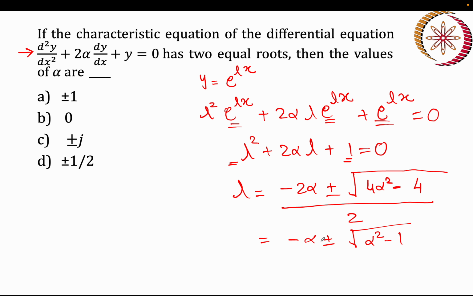So we can see that for lambda 1 and 2, if lambda 1 corresponds to the addition, the second corresponds to the subtraction. So if we want both roots to be equal, this term has to be 0. So we write alpha square minus 1 is equal to 0, and that's how alpha will be plus minus 1. So for equal roots, alpha should be plus or minus 1. So this is the correct answer. Okay, I hope this is clear.